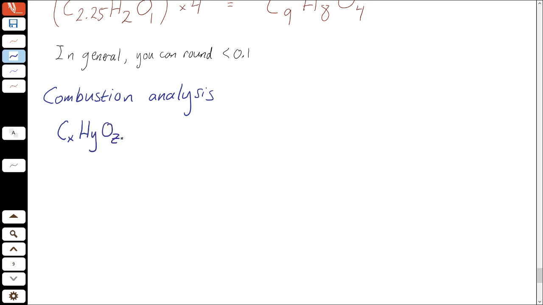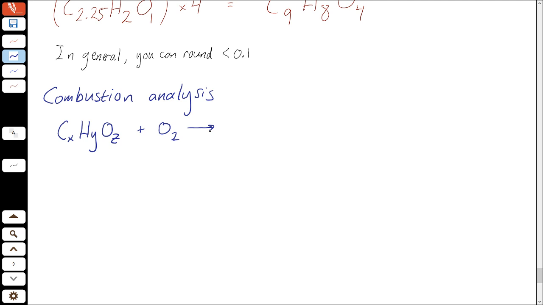But remember, we don't know how much, because that's the whole point of the analysis. And instead of actually doing a measurement like inductively coupled plasma or something like that, where you measure the direct percentages of the elements, sometimes the best you can do is just burn it and measure the byproducts of the burning.